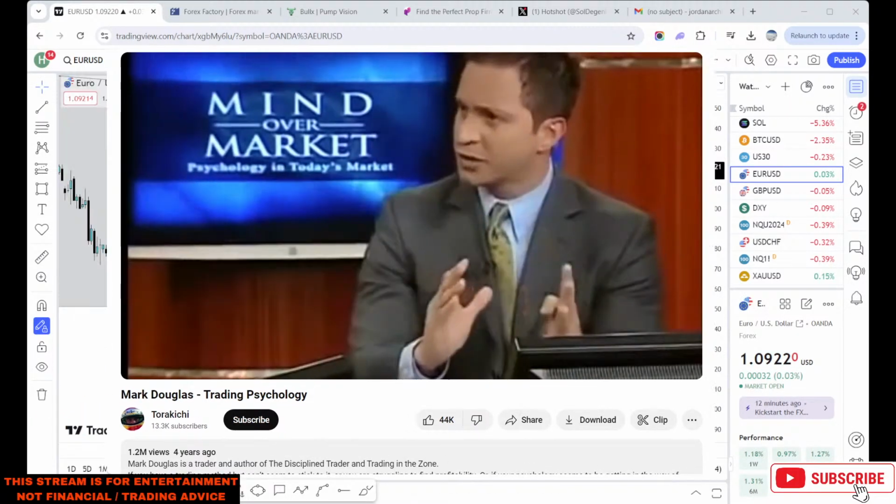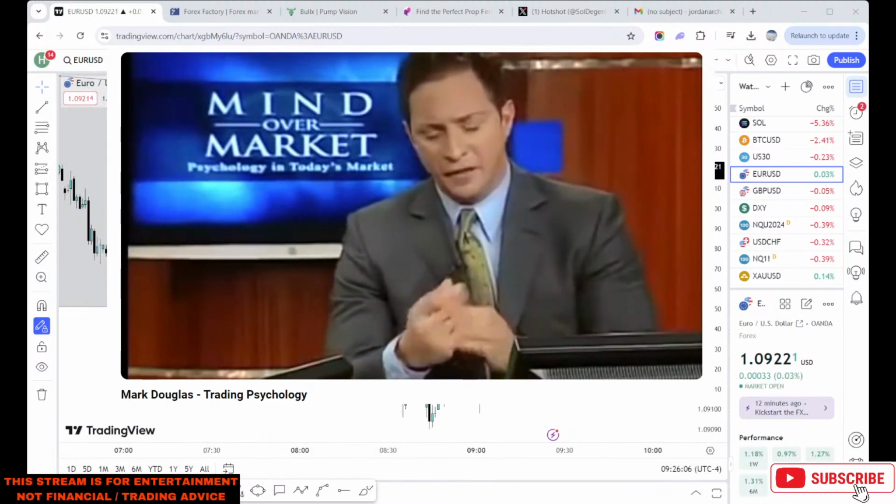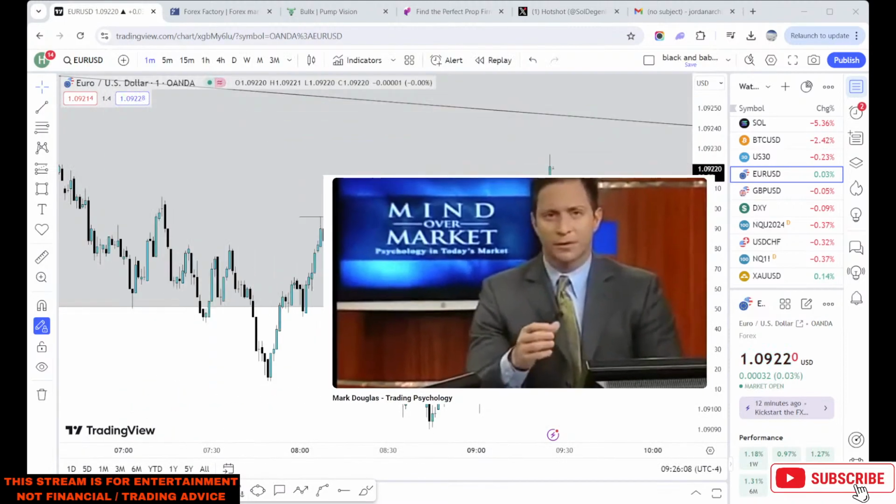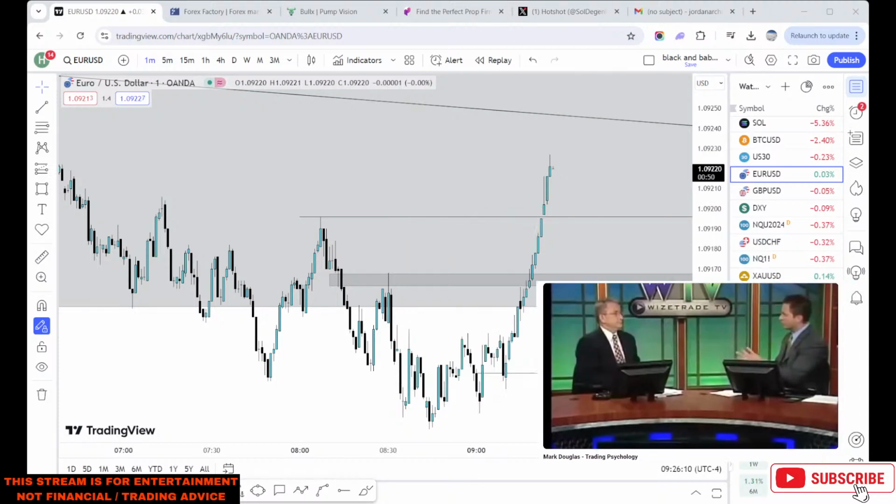This is a problem. You refer to it as the profit gap, and I think it's one of the least understood concepts of trading. Can you address this a little bit, this profit gap?